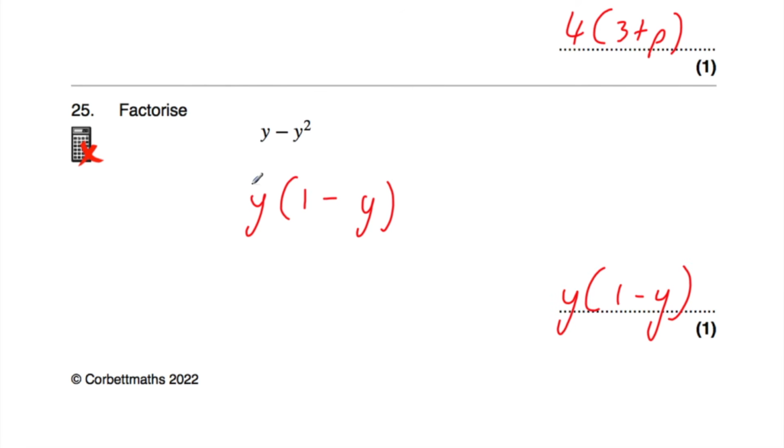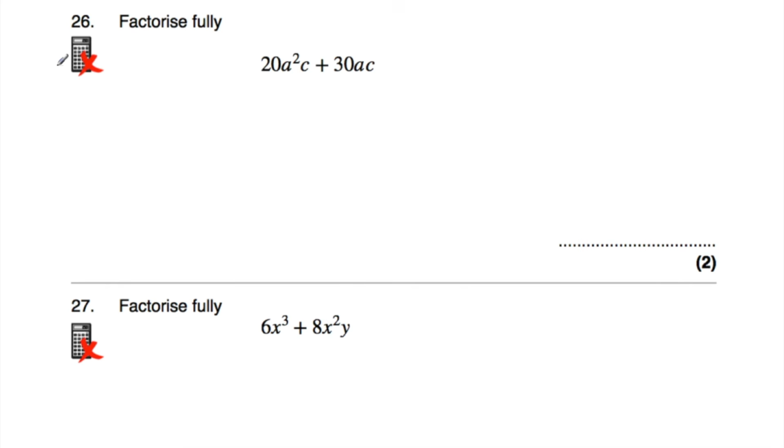And let's just check our answer. y times 1 would be y, and then we've got subtract, and y times y would be y squared. And that's it. Okay, let's have a look at our next question, question number 26. And I like this question. It says factorise fully 20a squared c plus 30ac.